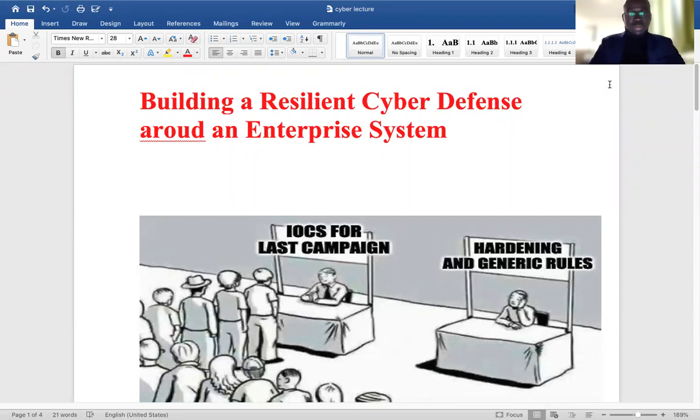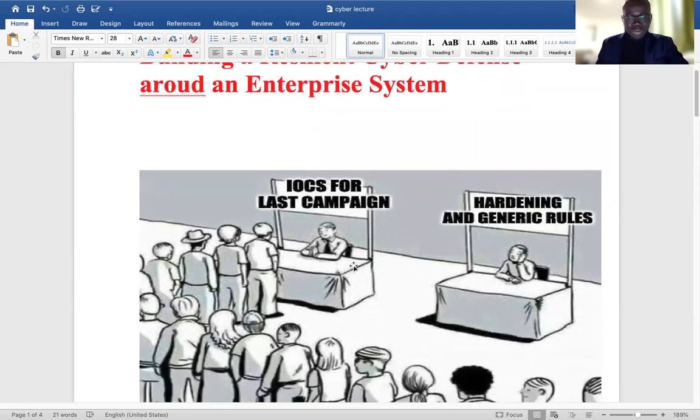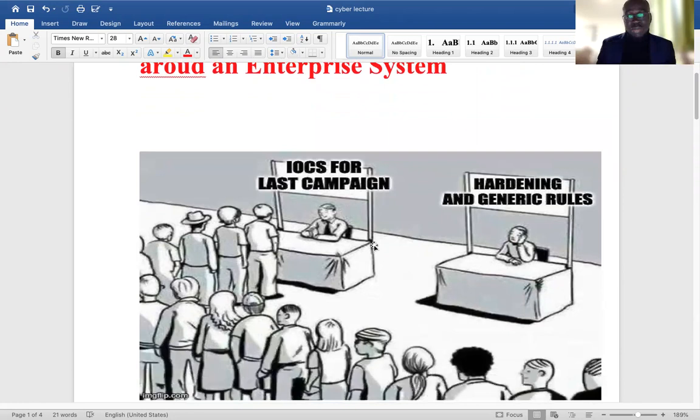So today I'll be talking about building a resilient cyber defense around an enterprise system. I recently saw this picture online and it's quite funny. I understand that a lot of cybersecurity professionals usually run after the IOCs, trying to update their database to make sure that they understand the attackers' ways of conducting cyber attacks. However, I feel like there are three key things that should be considered to build a resilient and a 360 cyber defense for an enterprise system.